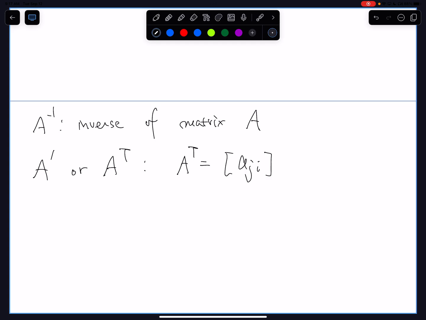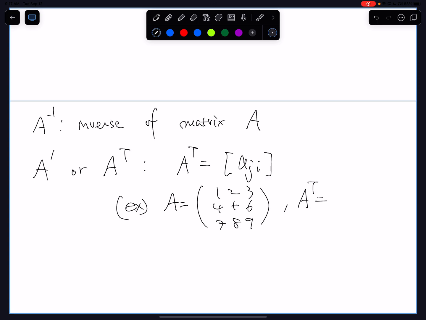So what does it mean? That means if, for example, A is 1, 2, 3, 4, 5, 6, 7, 8, 9, then the transpose is 1, 4, 7, 2, 5, 8, 3, 6, 9. So you see what it is, right? Using this axis, you're flipping the matrix. Along this axis, you're flipping it. That flipping is called the transpose of a matrix A. You'll see why this becomes important.